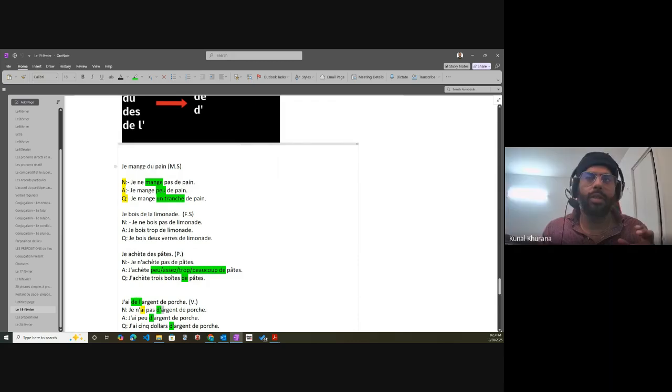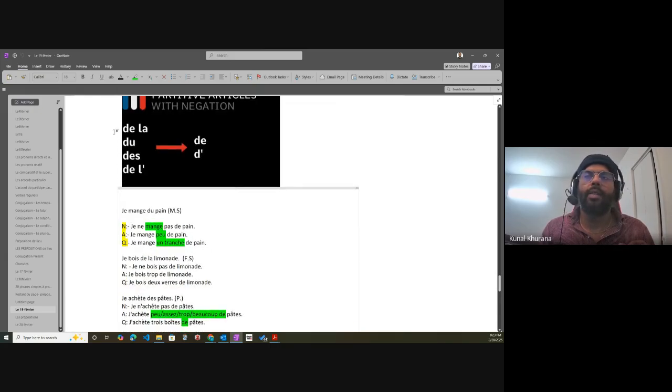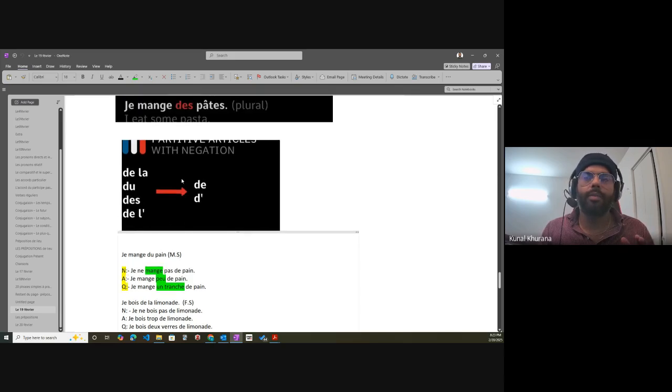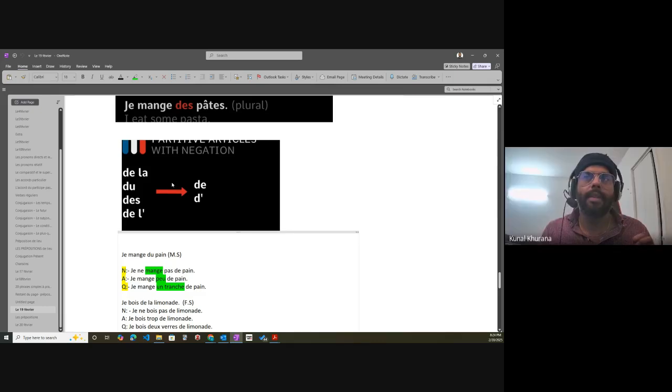Okay. So in that case we use partitifs, and with feminine there is no contraction. With masculine there is contraction, du, and with plural it could be any masculine or feminine, it's des, and with a vowel it's l'. With the feminine, there is no contraction, it will be de la. With the negation, plural, it's de.